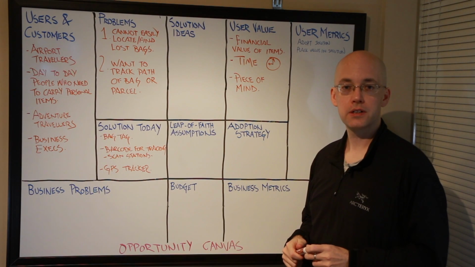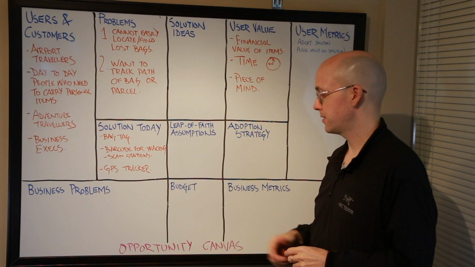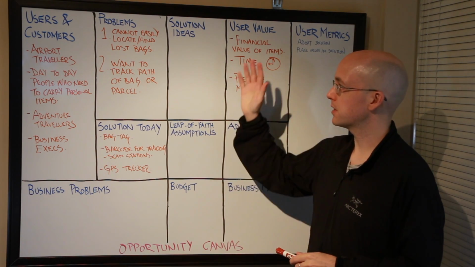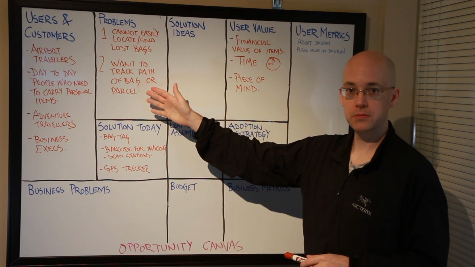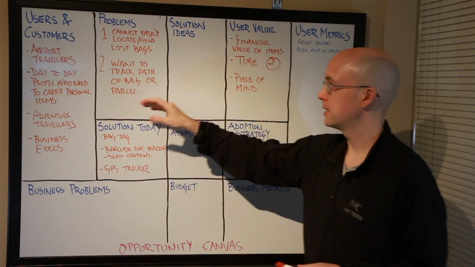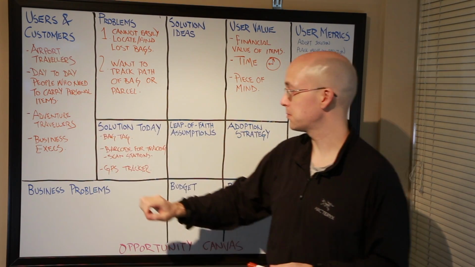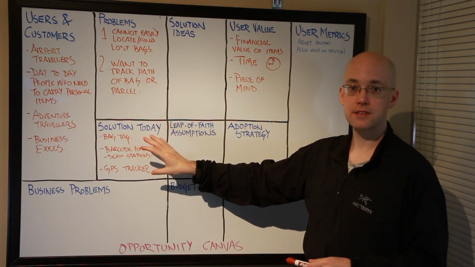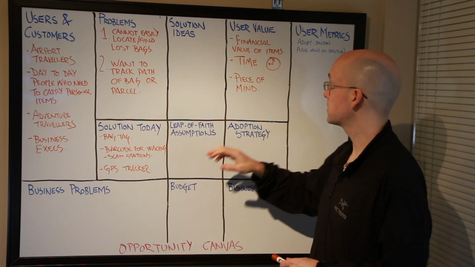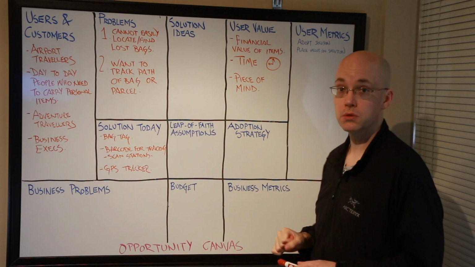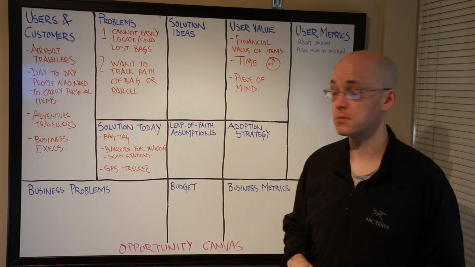Welcome back to our conversation on canvases. This one specifically, the opportunity canvas. We've gone through identifying the problems that we want to solve, the users and customers that have that particular set of problems, the solutions that exist already that can solve those problems, and then the value that the solution will provide to that customer segment.